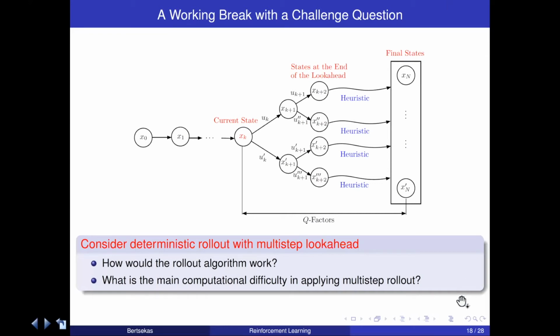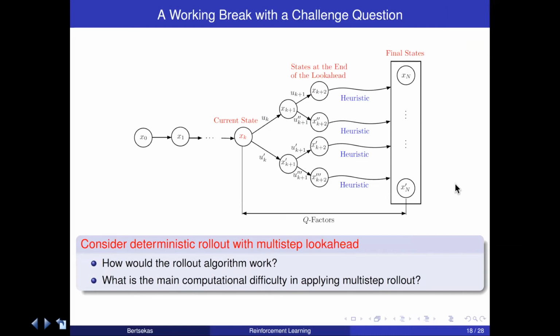So, Professor, can I answer? Try. Yes. Go. Can I use the heuristic as a terminal cost approximation and run dynamic programming from the state k plus 2 till the state k, so that I get, and then I apply the first control U1 at the... Yes, this is exactly right. This is the standard form of rollout without any approximations, no simplifications, and so on. What would be the main computational difficulty here?